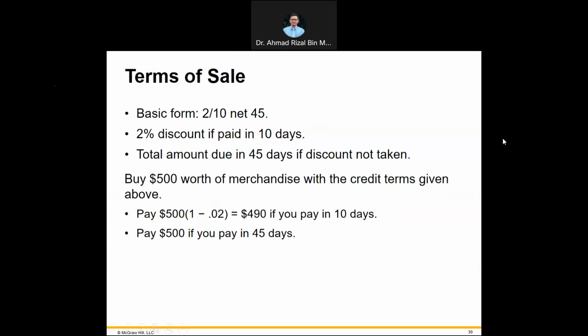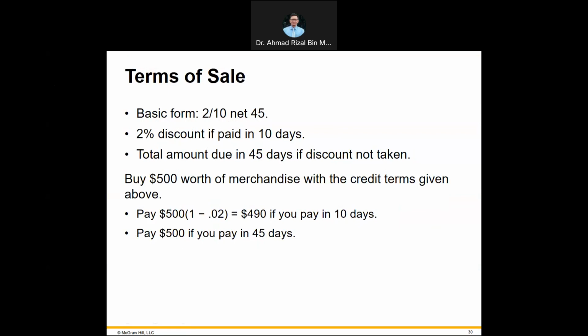Right? So for example, if let's say the customer purchased $500 worth of merchandise, right? And with this credit terms, right? So you deduct the 2% discount, the customer would have to pay 490, right? If they pay within 10 days. Okay? If they pay after day 10, okay? But of course, within the 45 days period, you have to pay full, which is 500.